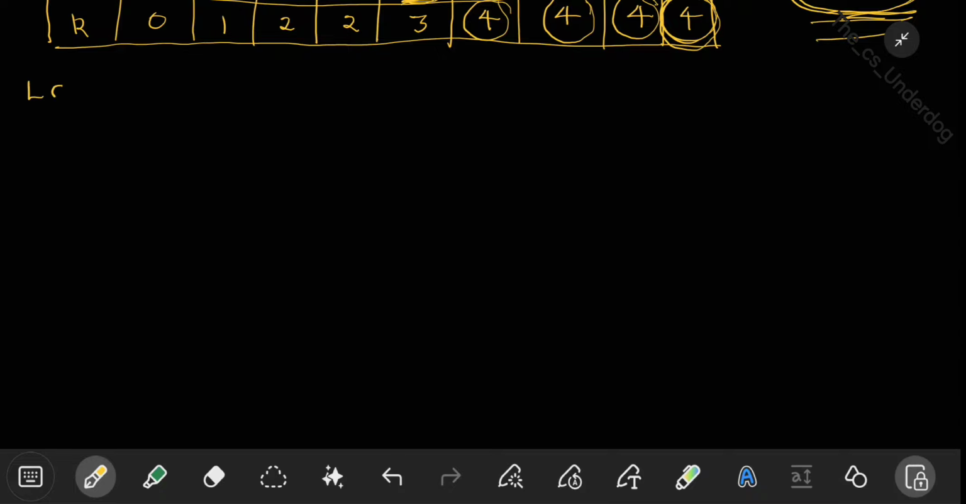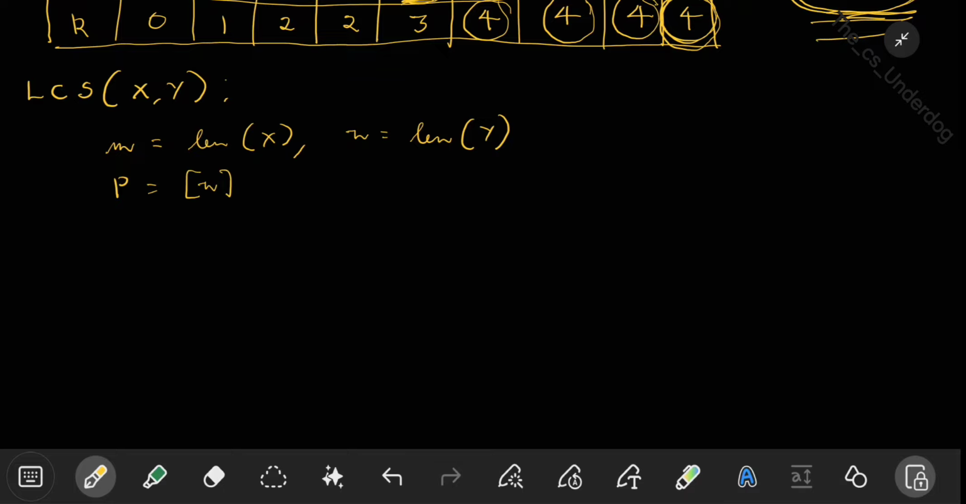LCS, longest common subsequence of x and y. How do you find this out? Initially, you should know what is the length of x. Let us say m is equal to length of x and n is equal to length of y. Then what should you do? After this, you should know what is the previous and current arrays. So your previous is of length n, and current should also have length of n. So these are your previous and current arrays.